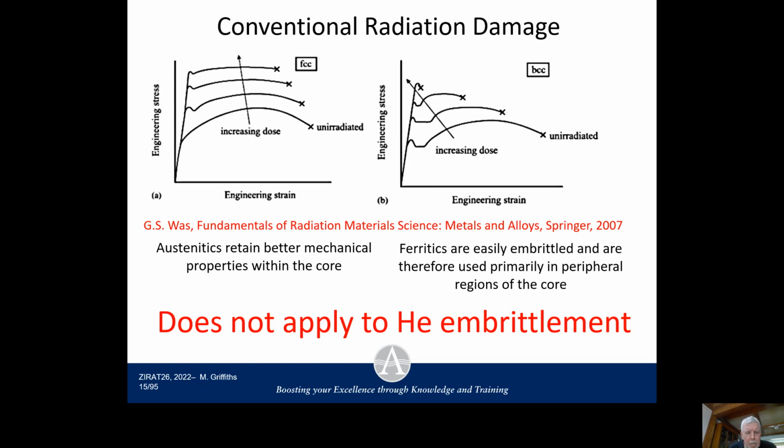Anyway, the issue is that irradiation gives a drastic reduction in the ductility of a BCC material compared to FCC material at a low enough temperature. If it's a higher temperature, as I said, it's not such an issue, and that's why ferritic steels are candidates for use in Gen 4 reactors.